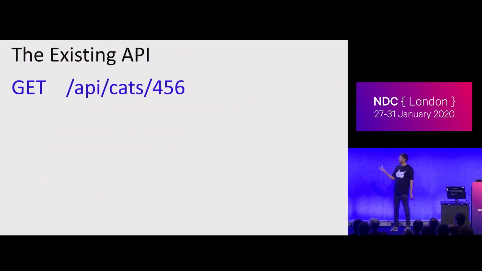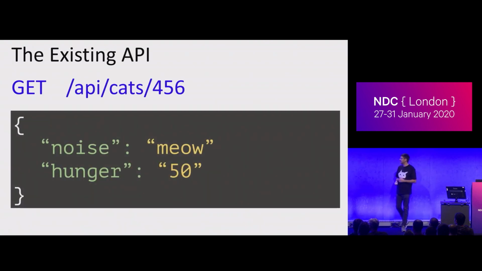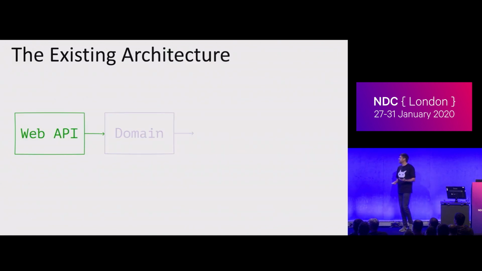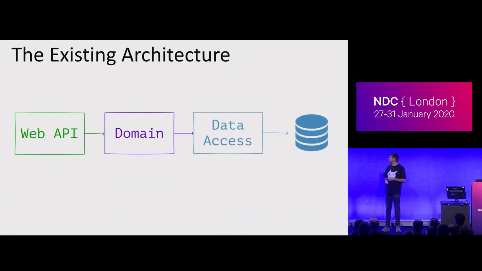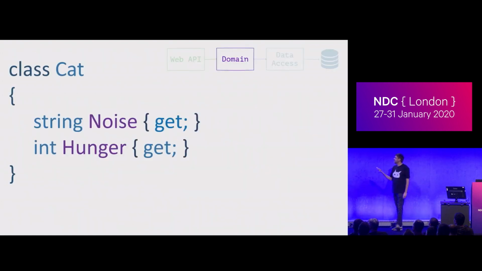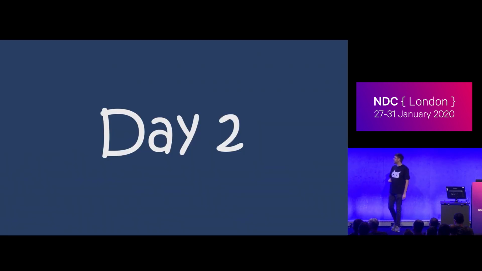We've got an API here where you pass in an ID for the cat, and you get a little bit of JSON back with a noise and a hunger level for the cat. And then the existing architecture, as you might expect, has a web API doing the request and the response, a domain with the business logic, and a data access layer at the back end. And in the domain, it looks as you might expect.